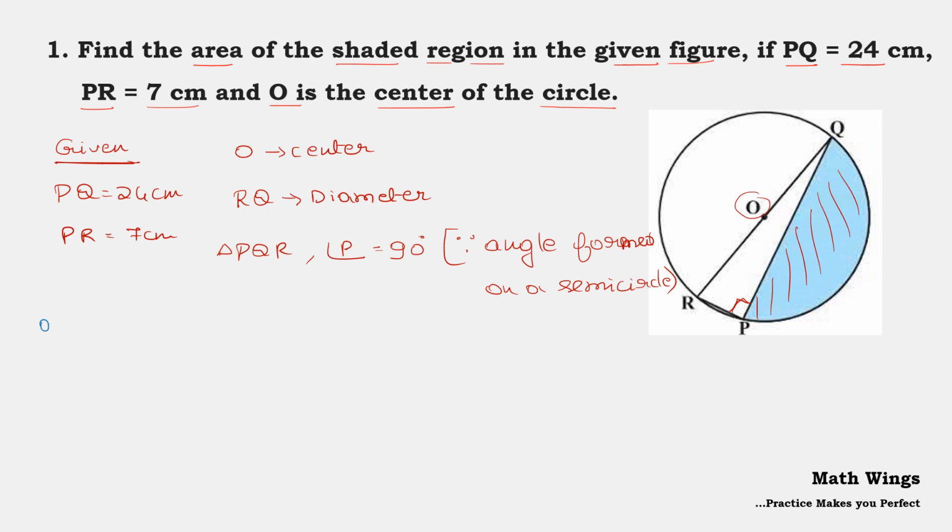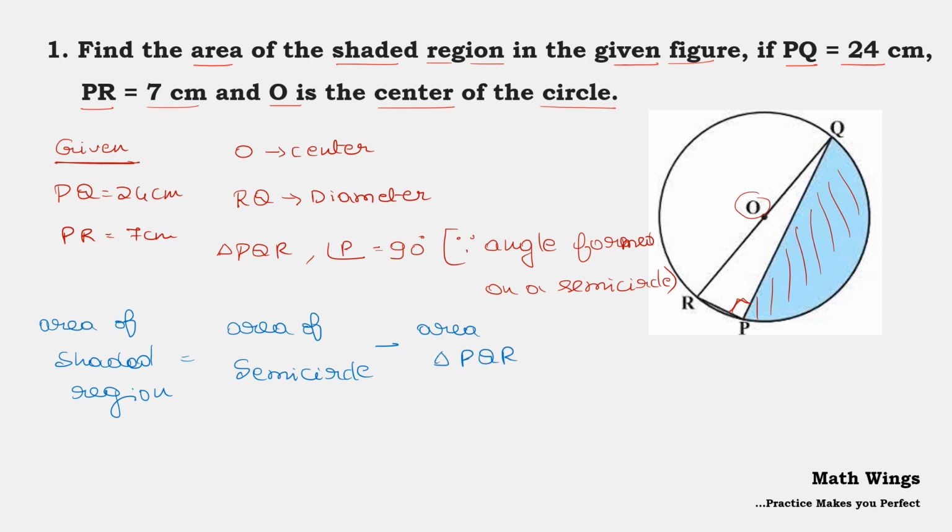What's the area of the shaded region? Area of shaded region is equal to area of the semicircle minus area of the triangle PQR. Yes. So how can we find the area of the semicircle as well as the area of the triangle PQR? So first, let us go with the area of the semicircle.